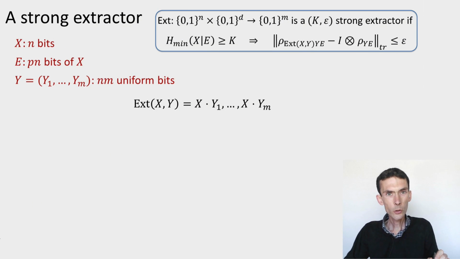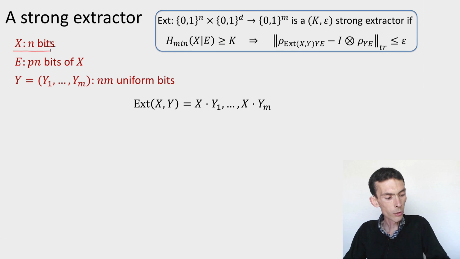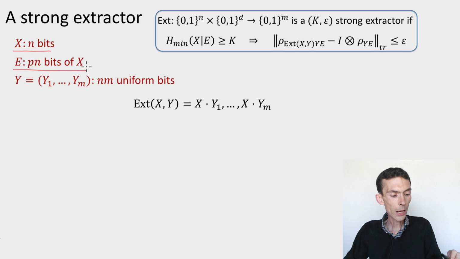So let's construct our first strong seeded extractor under some restriction on the form of the side information. In fact, we're going to consider the same scenario that we considered in the previous example. We take a source x, which is an n-bit string, and we assume that the side information e consists of p times n of the bits of x. We don't know which bits, but we know that it's p times n fixed bits.